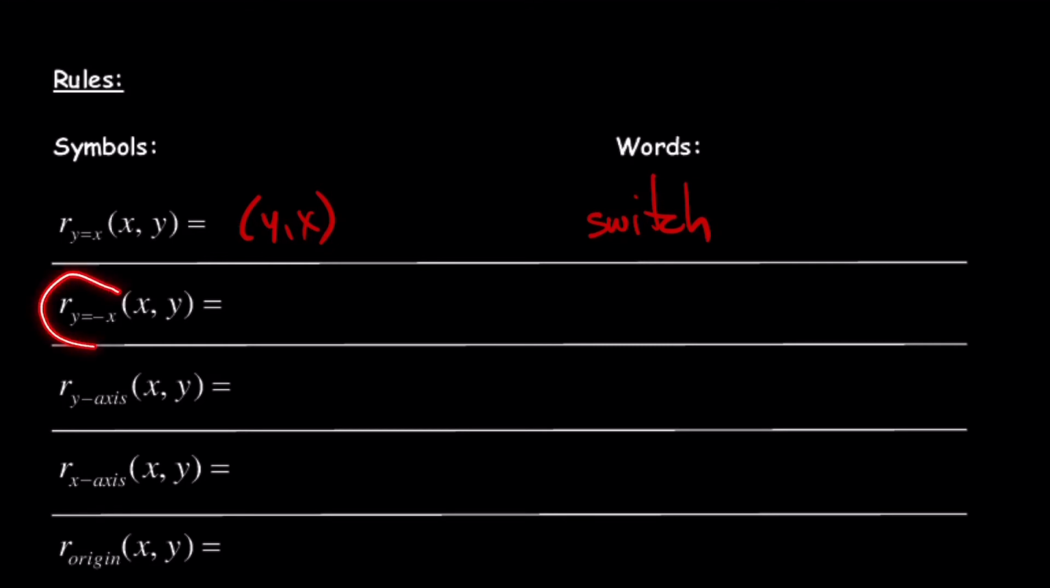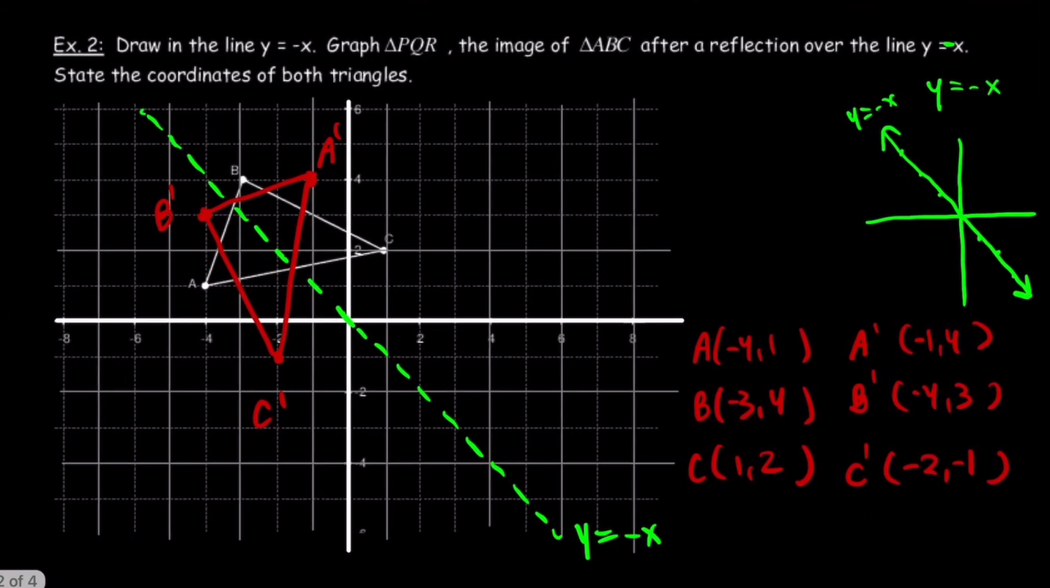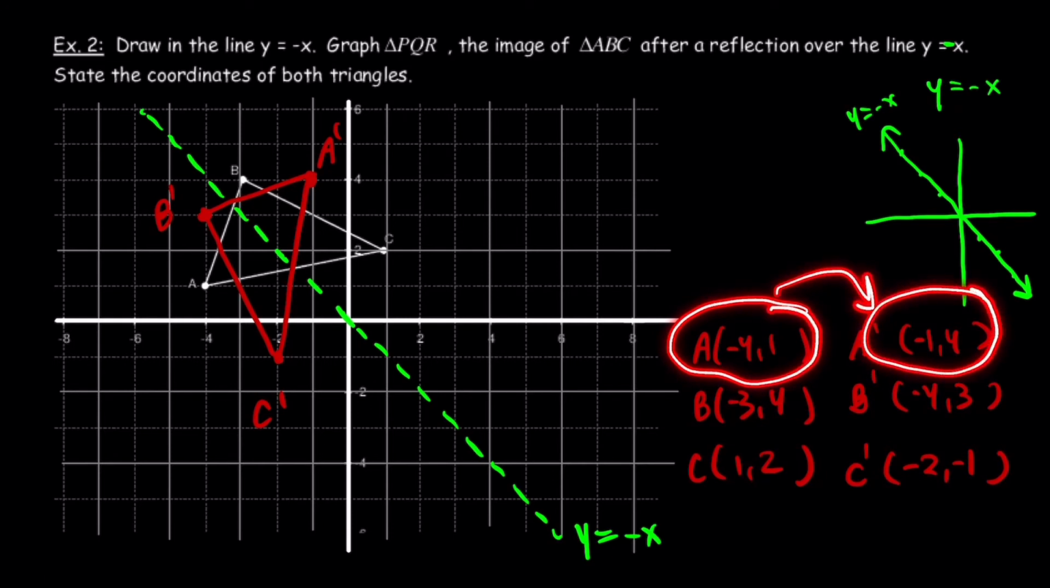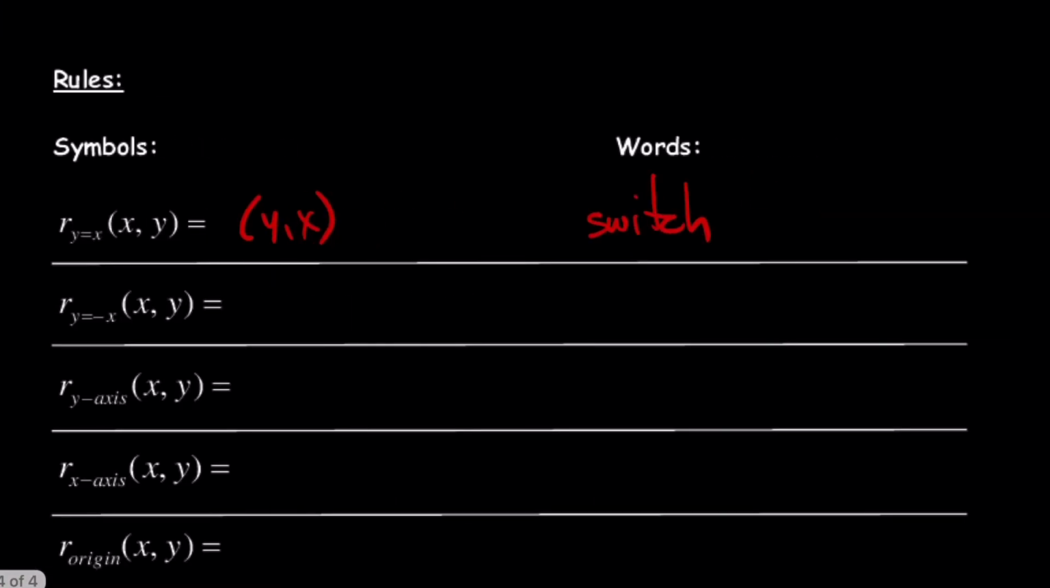Next, we have the reflection in the line y equals negative x. Okay, let's go back to that example. So right here, negative 4, 1 became negative 1, 4. Now this is a little complicated. Notice a negative 4 became a positive 4. Positive 1 became a negative 1. And this was 4, 1, and this is 1, 4. So this is a little complicated. If this was my original point x, y, here I negated and I switched. So what that's going to look like is negative y, negative x. And in words, we switch and negate.